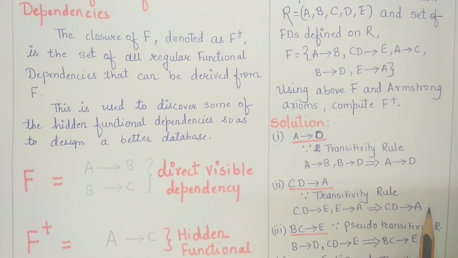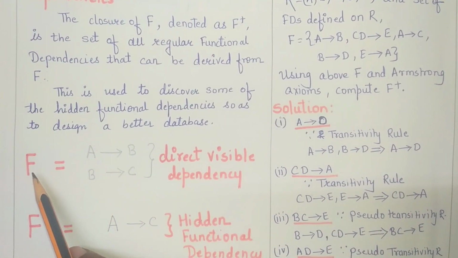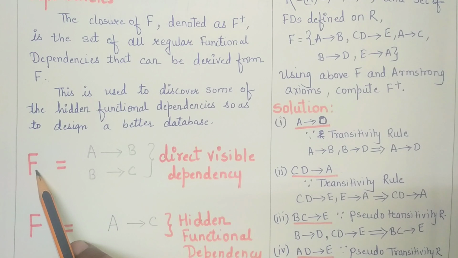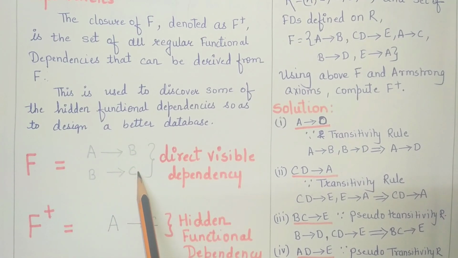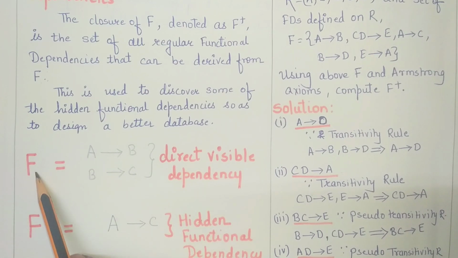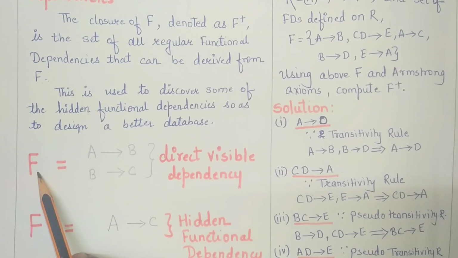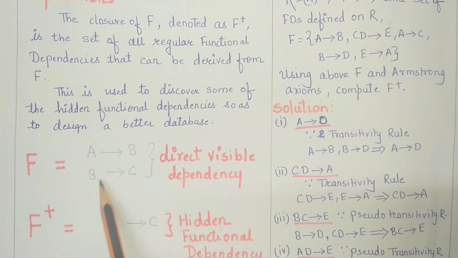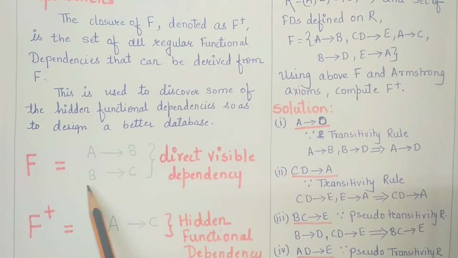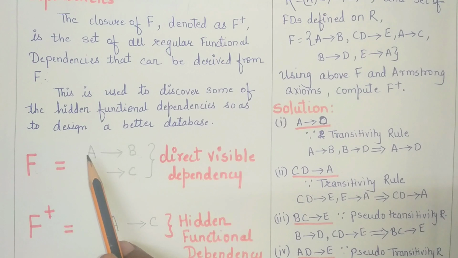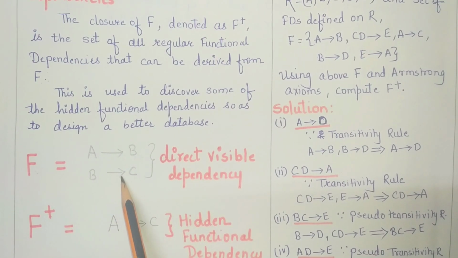Let's say I have denoted the functional dependency as F, and here you can see A determines B and B determines C. This is the example where the dependencies are directly visible. F is the functional dependency which is present in your table, and these are the directly visible dependencies: A implies B and B implies C, or A determines B and B determines C.